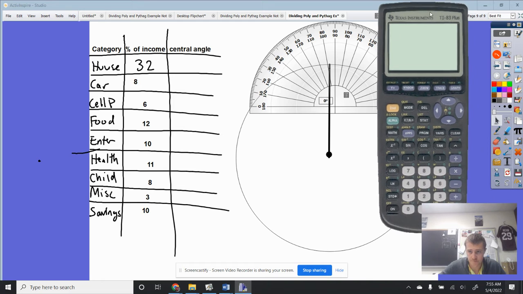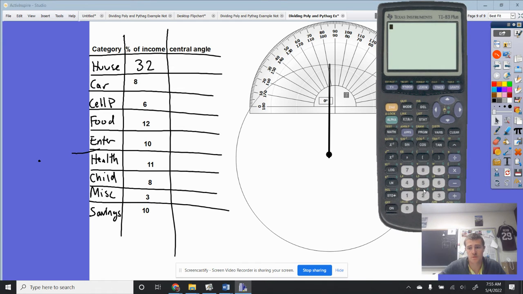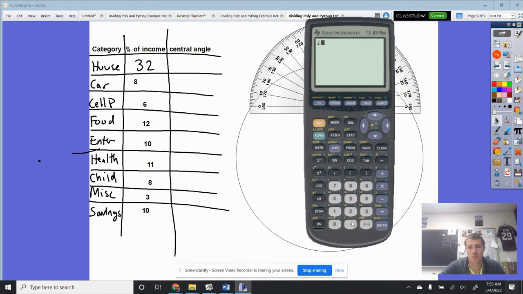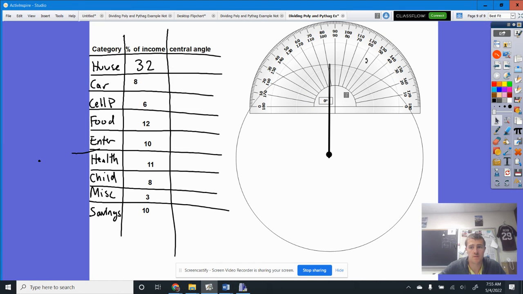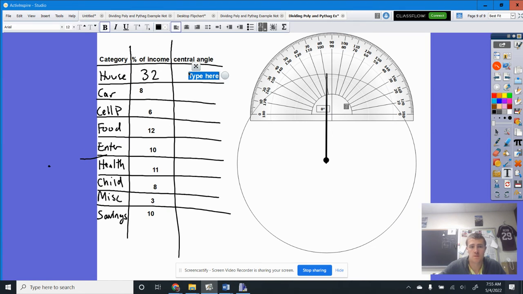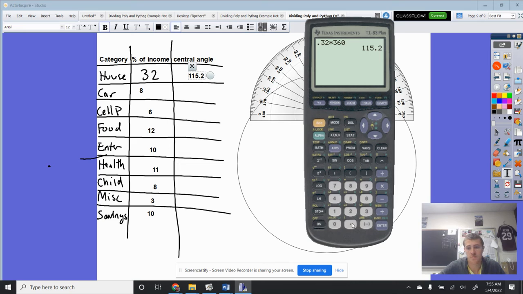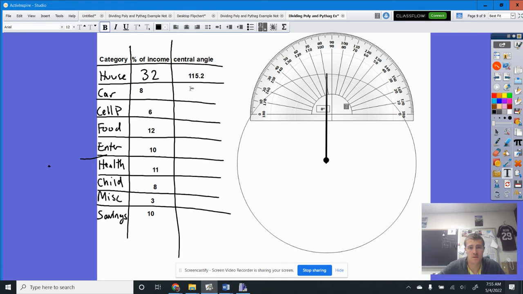So, for example, 32% for the first one, so that's 0.32. And again, you're multiplying it by 360 because there's 360 degrees in a circle. And I get 115.2. So this would be 115.2. I would do the same thing. So a car is 8%. So remember, as a decimal, that's 0.08. And again, multiplying by 360. That'll give me my central angle 28.8.